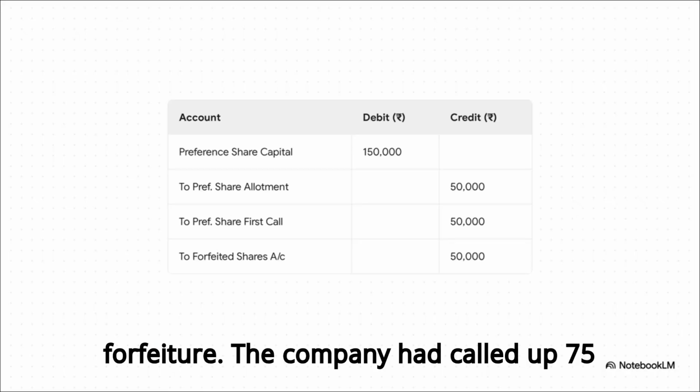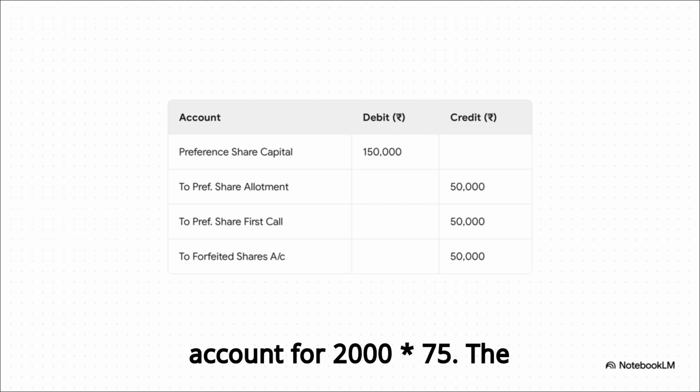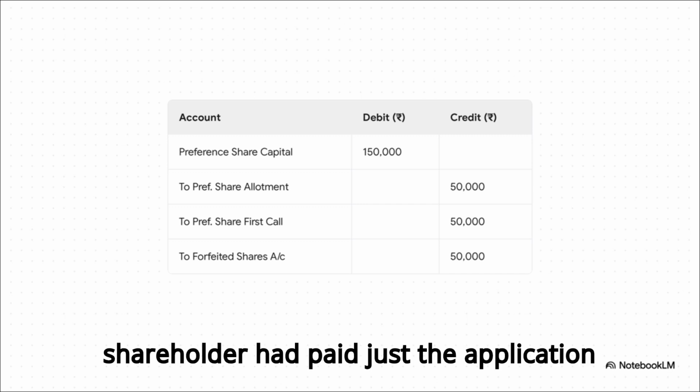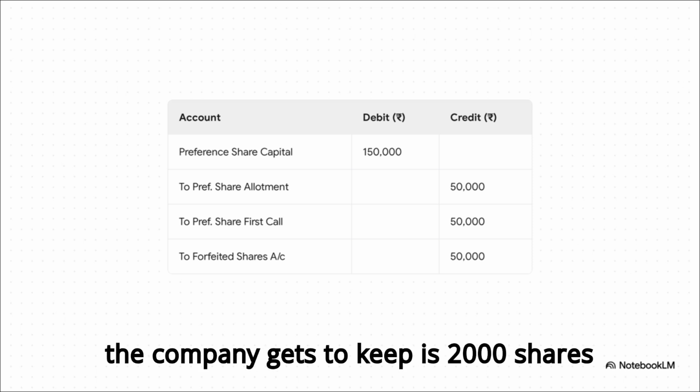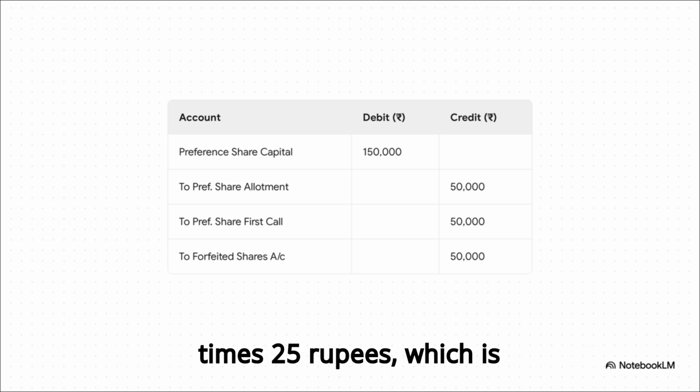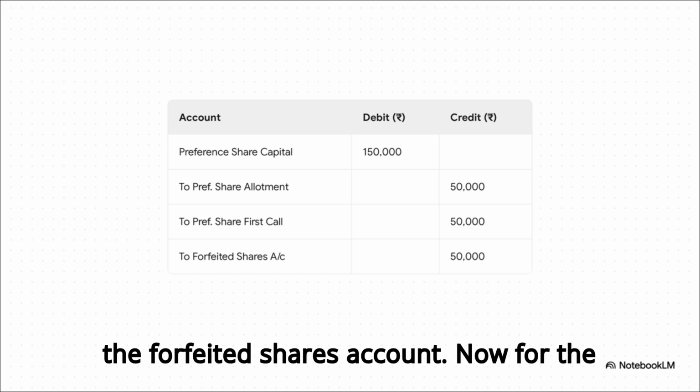Let's start with the forfeiture. The company had called up 75 rupees per share, so we debit the capital account for 2,000 times 75. The shareholder had paid just the application money of 25 rupees. So the total amount the company gets to keep is 2,000 shares times 25 rupees, which is 50,000 rupees. And that amount gets parked in the forfeited shares account.